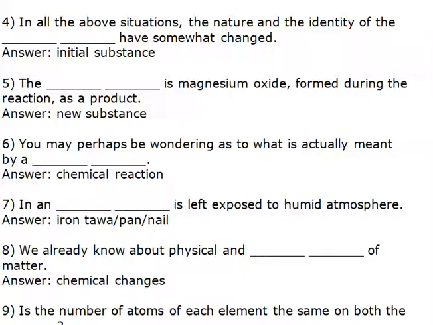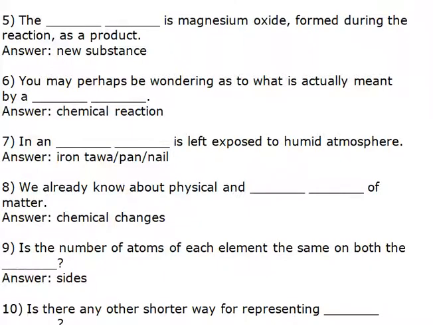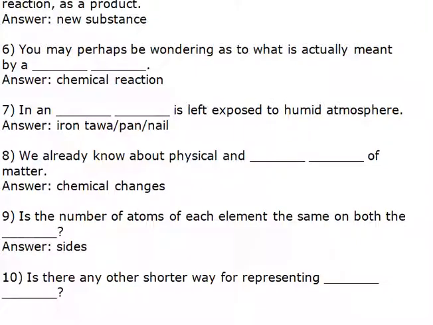Answer for question number 7. In an iron tawa or pan or nail is left exposed to humid atmosphere. Answer for question number 8. We already know about physical and chemical changes of matter.